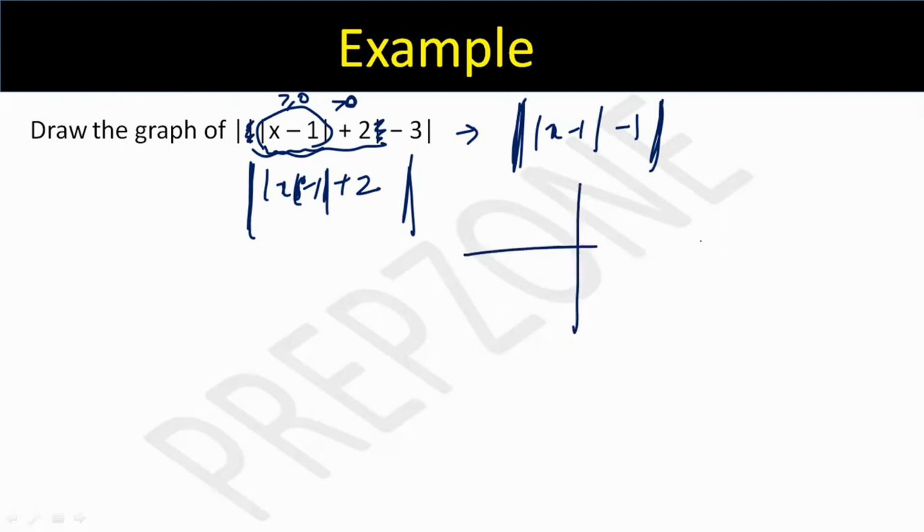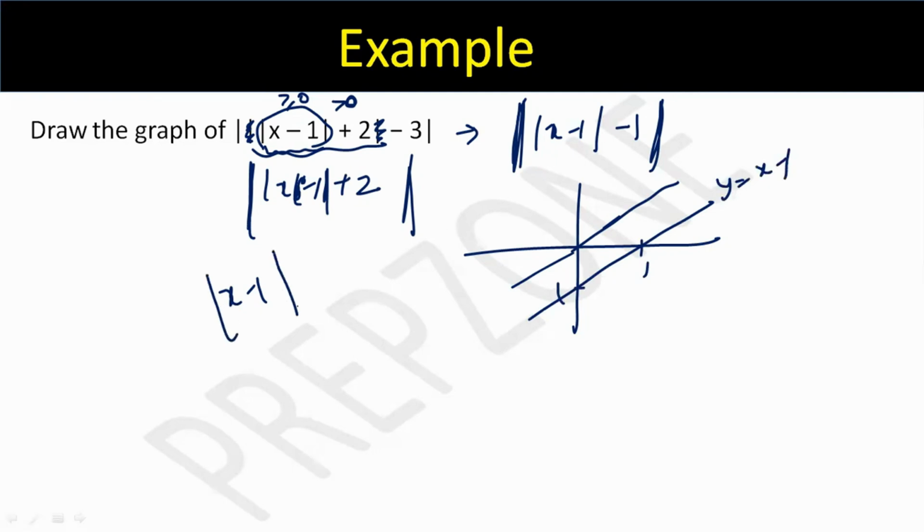And now, first of all, the base graph is x minus 1, and then its modulus. So y equals x is this, right? y equals x minus 1 will be this. This is 1, this is 1. Then y equals mod of x minus 1 will be this, right? This is how the graph of y equals mod of x minus 1 looks like. I will just translate all these negative parts to positive.